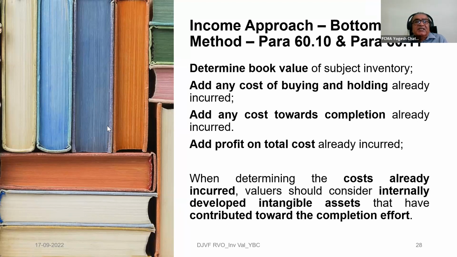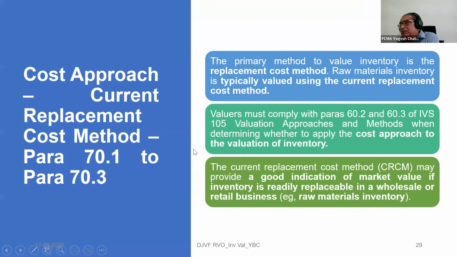And this is the third approach, which is cost. So far we have covered market. So market mainly means relating to the market price. Income, we have seen two approaches, bottom-up and top-down. Now this is a cost approach. So the primary method to value inventory is the replacement cost method. So raw material inventory is typically valued using the current replacement cost method.